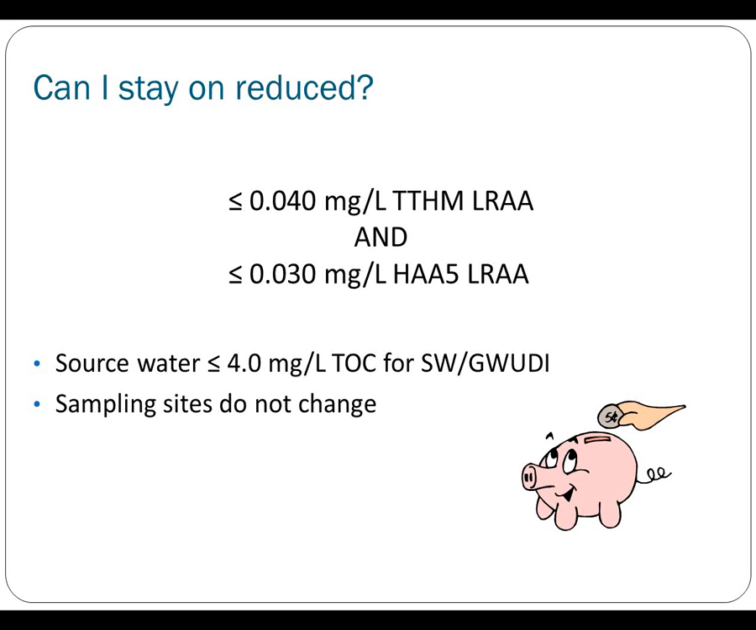You may be wondering, can my water system stay on reduced? We've been on reduced for a long time. Yes, your water system can if the TTHM locational running annual averages do not exceed 40 micrograms per liter and the HA5 locational running annual averages do not exceed 30. The source water, if you're a surface water system, does not exceed 4 milligrams per liter TOC, and your sample sites don't change.